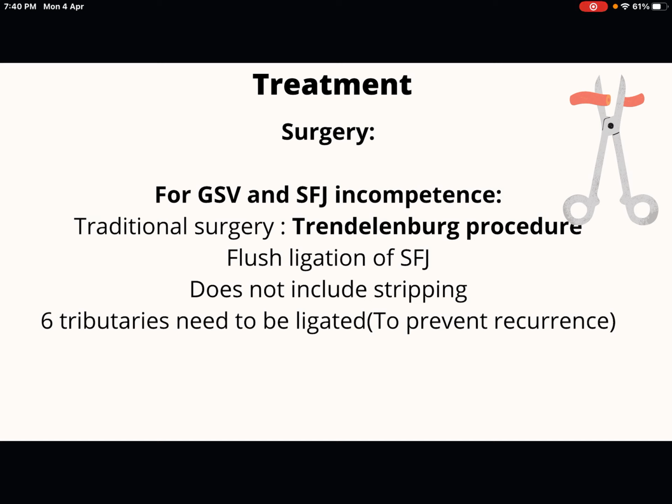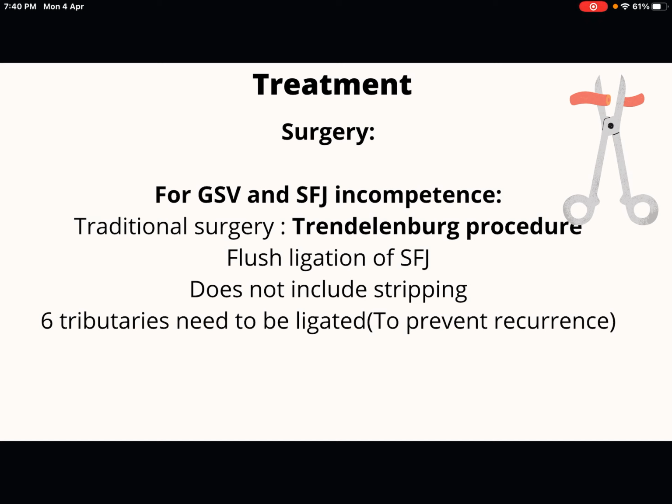So first, if the incompetence is in the great saphenous vein or saphenofemoral junction, what will we do as surgery? If the problem is in the great saphenous vein or in the saphenofemoral junction, then the traditional surgery we are doing is Trendelenburg procedure. What is it? We know the test is also named Trendelenburg test, part 1, part 2. So the surgery is also called Trendelenburg procedure.